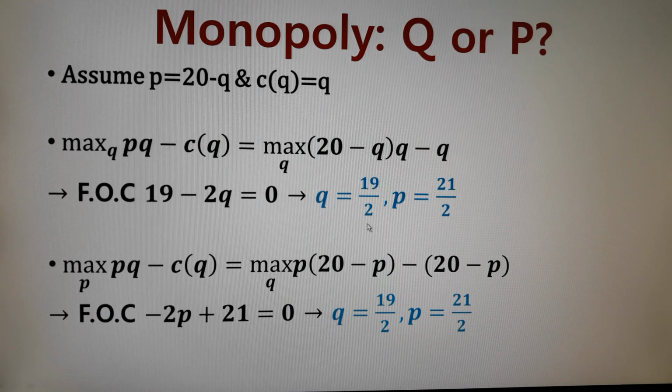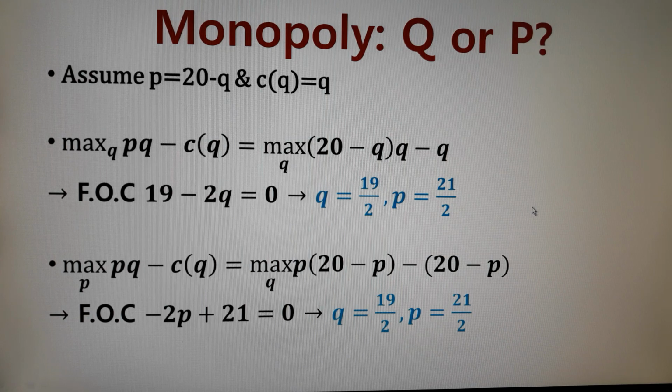Okay, so as a result, the optimal Q, the profit maximizing Q for this monopoly company when it decides Q, is 19 over 2. And because the price is 20 minus Q, 20 minus 19 over 2 would be the price, 21 over 2.